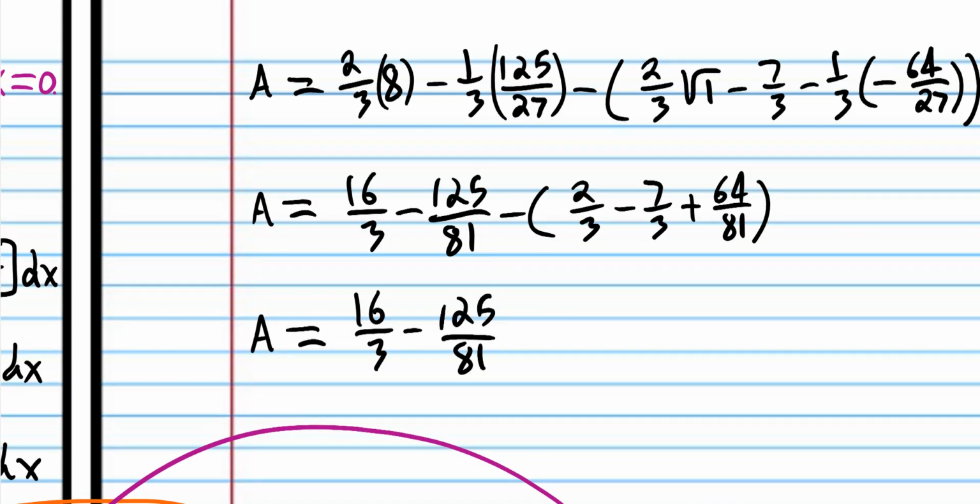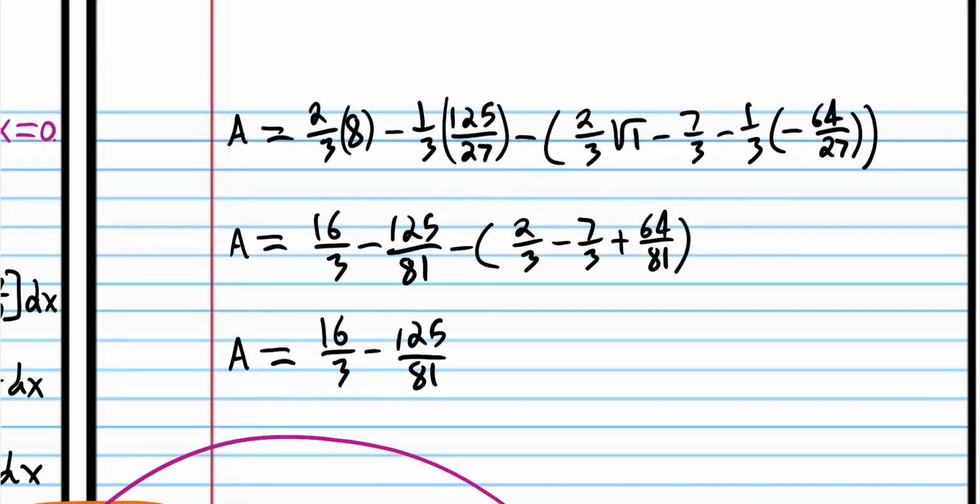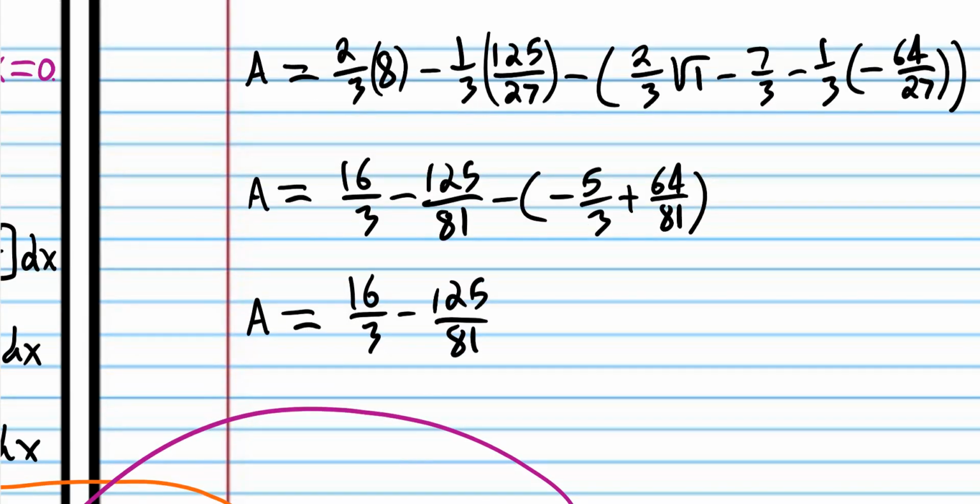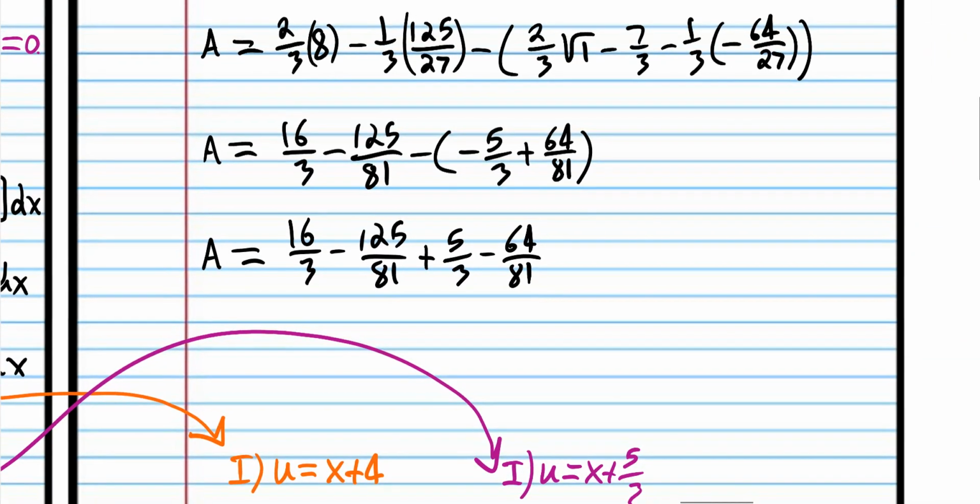I'm going to go ahead and combine those two fractions. So 2/3 minus 7/3 is negative 5/3. And plus 5/3 minus 64/81. So we can combine negative 125 and negative 64, and we get negative 189. We can add 16/3 and 5/3 and get 21/3, which is just 7.